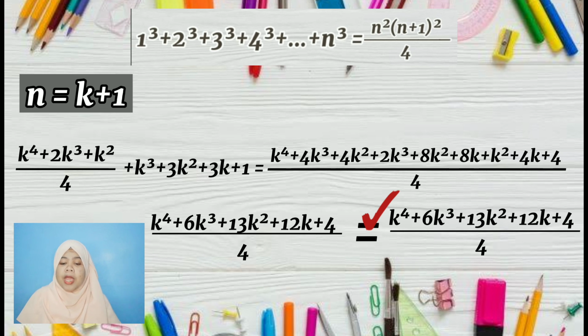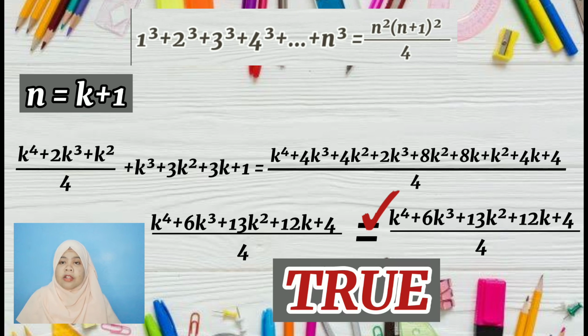And on the right, we have k to the power of 4 plus 6k cubed plus 13k squared plus 12k plus 4 all over 4. So with that, we prove that the left and right sides of the equation are equivalent to each other. Therefore, it is true for any natural number.